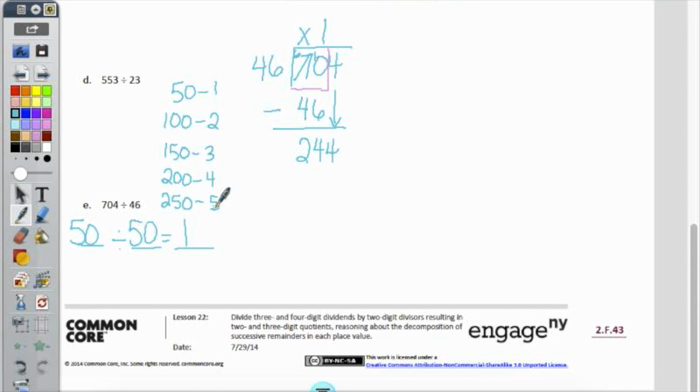Here's what I'm thinking. I'm thinking I rounded the 46 up to 50, so I'm wondering if 4 isn't big enough. I wonder if I should try a 5. Yes. What do you think? Try a 5. Okay, so over here, 46 times 5. Does it work? Yep. Perfect. Well, not perfect.